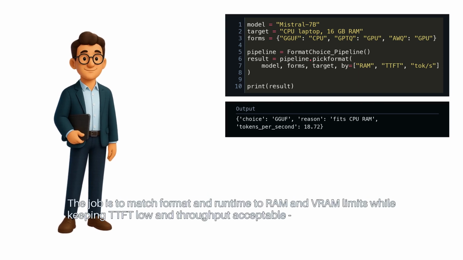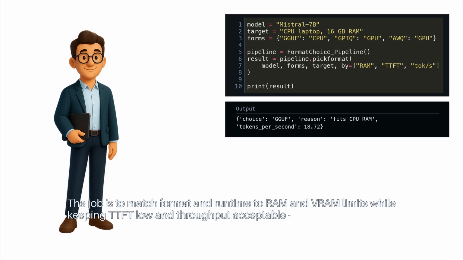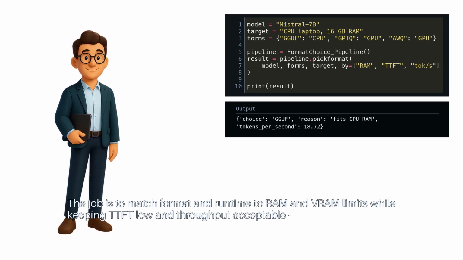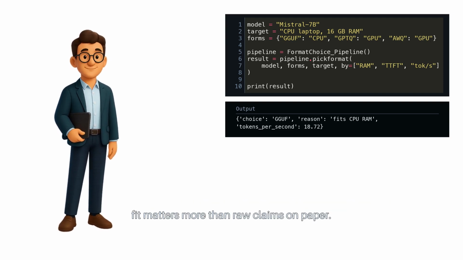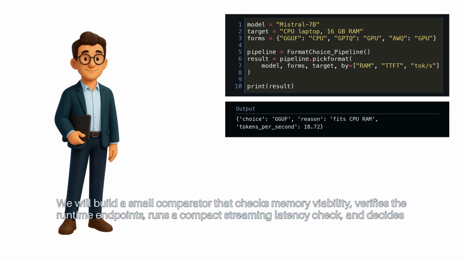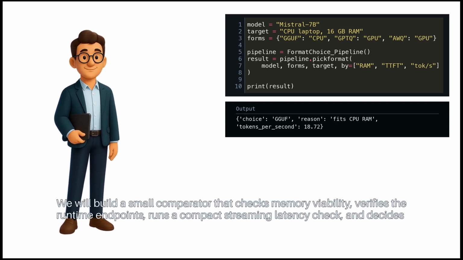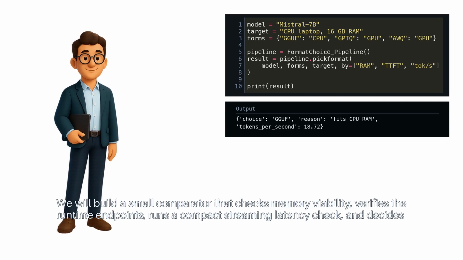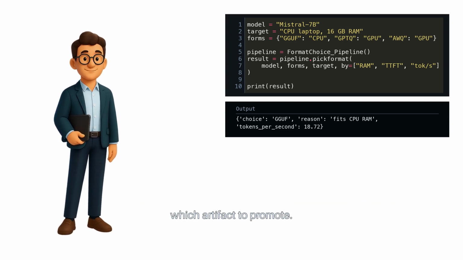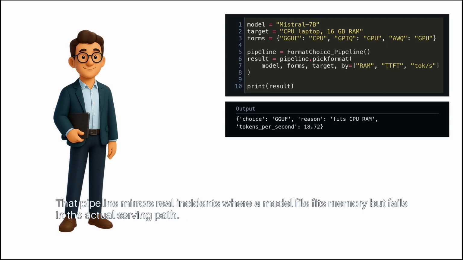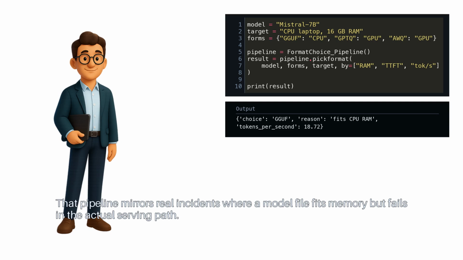The job is to match format and runtime to RAM and VRAM limits, while keeping TTFT low and throughput acceptable. Fit matters more than raw claims on paper. We will build a small comparator that checks memory viability, verifies the runtime endpoints, runs a compact streaming latency check, and decides which artifact to promote. That pipeline mirrors real incidents where a model file fits memory but fails in the actual service path.